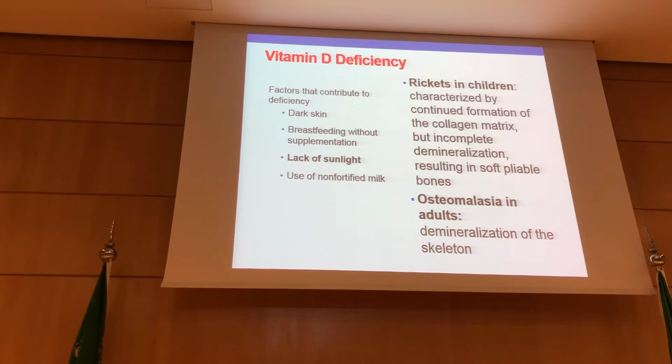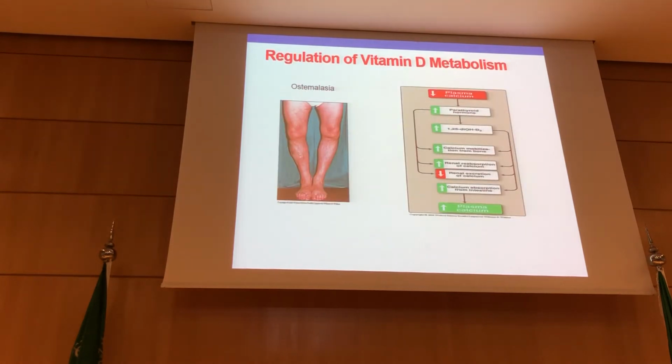Now, the deficiency can cause two different diseases. One in children, that is called rickets, that will cause incomplete mineralization, so the bones are soft and pliable, and in adults it's called osteomalacia. Also, there is demineralization of the skeleton. You can see here, this figure shows an osteomalacia patient. Okay, you see how the bones are deformed.